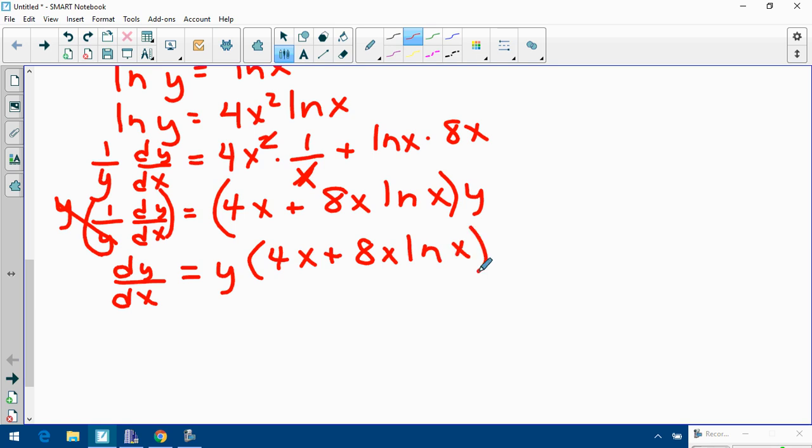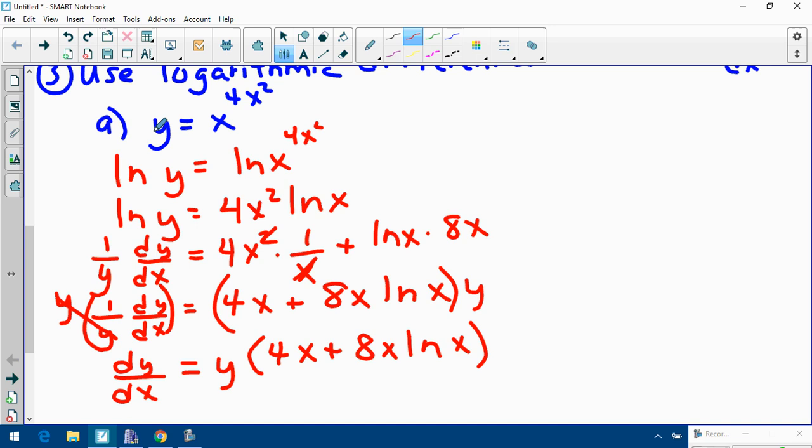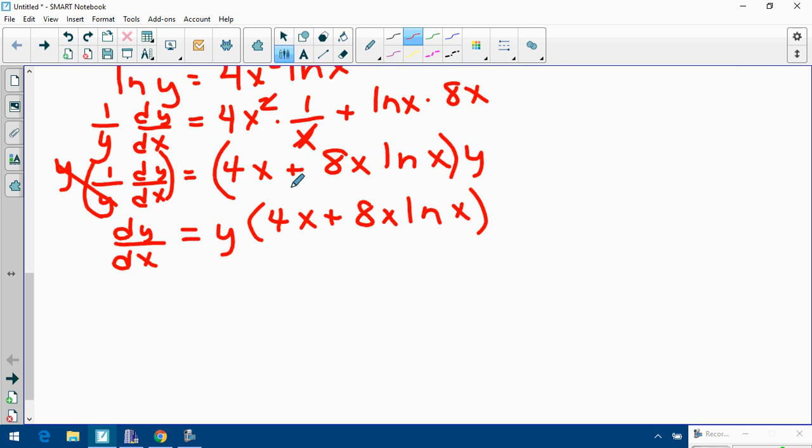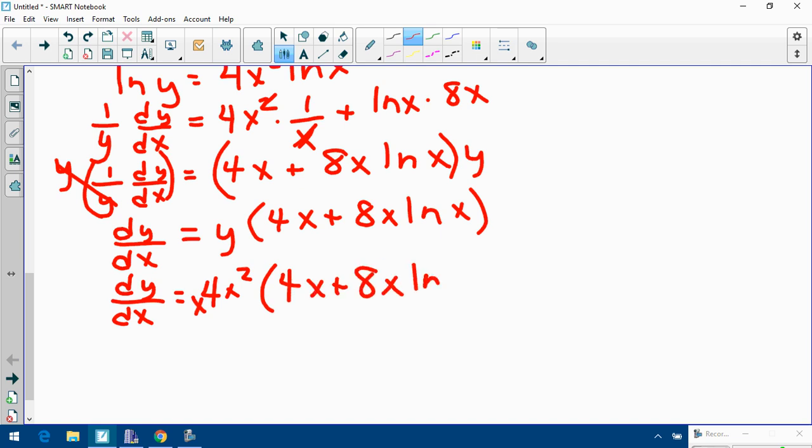Now remember, I don't want that y in my answer because I don't want x's and y's. That looks ugly. So what is y really? Well, y is x to the 4x squared. So I plug that back in. So we've got dy over dx equals x to the 4x squared times 4x plus 8x ln of x.